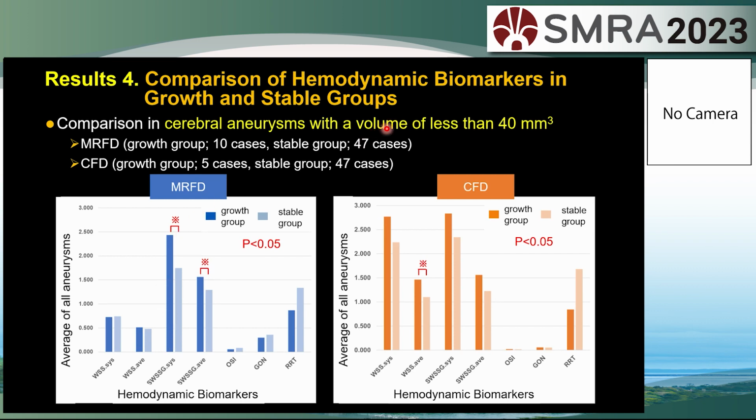The following shows the comparison when the boundary values are defined by size. For the aneurysms with a volume of less than 40 millimeters cubed, which corresponds to an IA with a diameter of 4.3 millimeters, there is a significant difference between the SWG by MRFD and WSS by CFD.